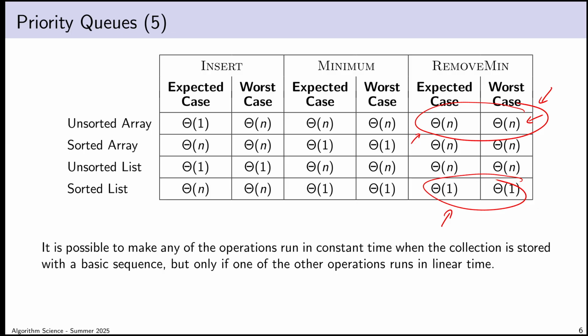In any event, we do have this problem where ultimately, one end or the other, if we use, I should have circled this, sorry, we're talking about sorted sequences. I can make one of the two operations constant, but not both of them. And the other operation always seems to run in linear time.